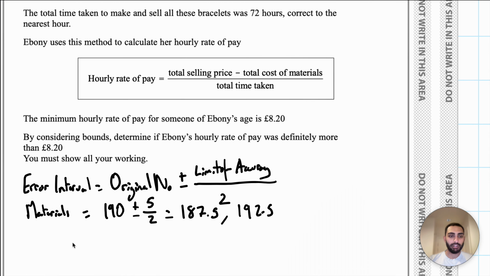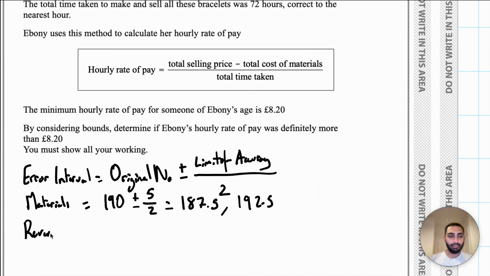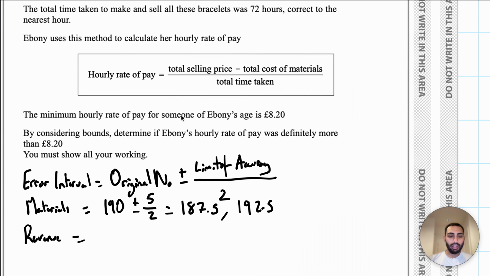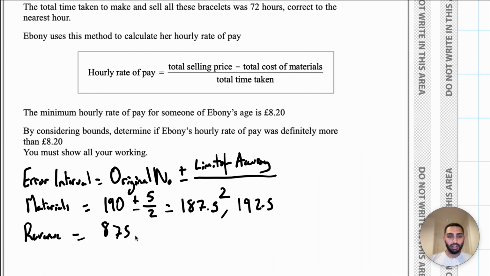Ebony sells all the bracelets for a total of £875, correct to the nearest £5. So I'm going to do the same thing for this. I'll just call this my revenue, which is equal to 875 plus and minus 5 over 2 again, which is £872.50 for my lower bound, and my upper bound would be £877.50.